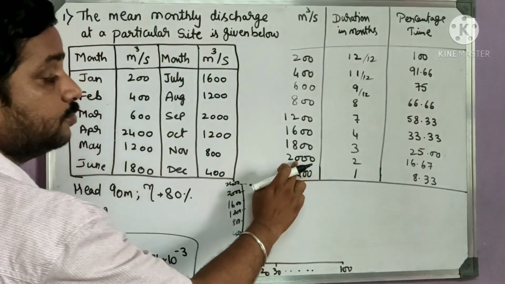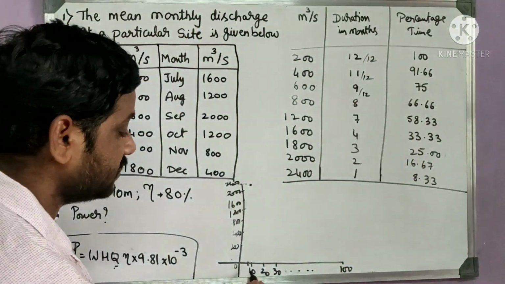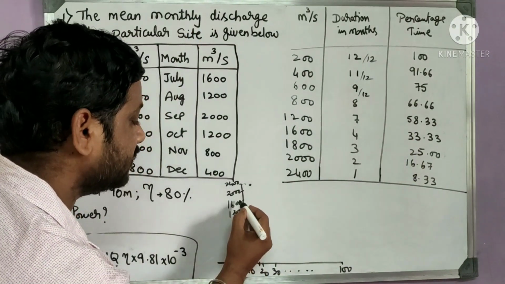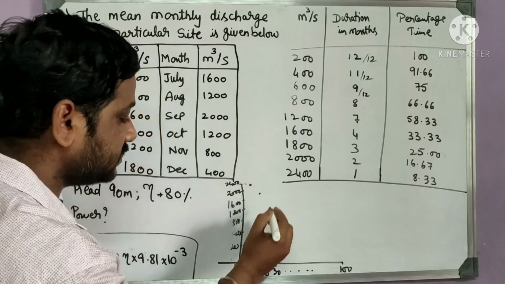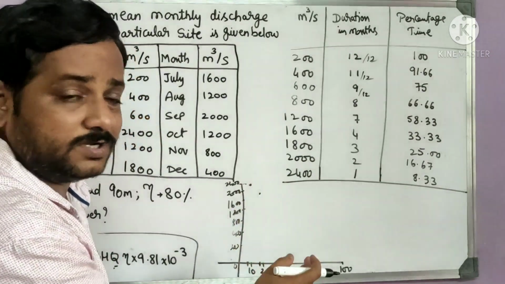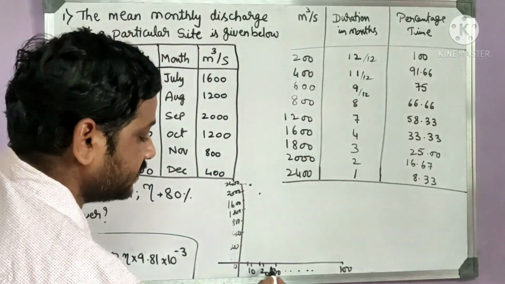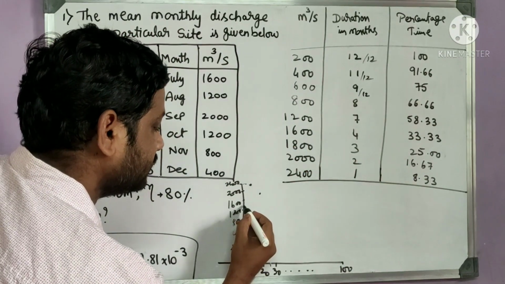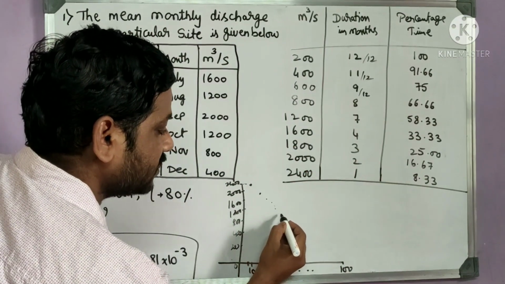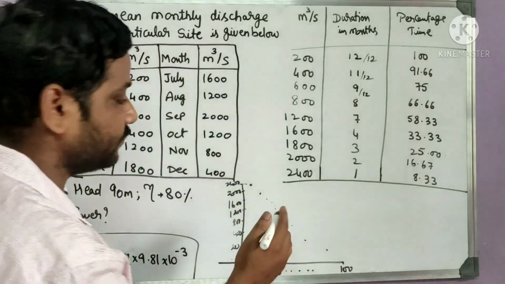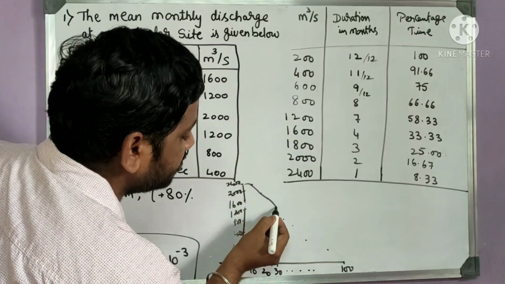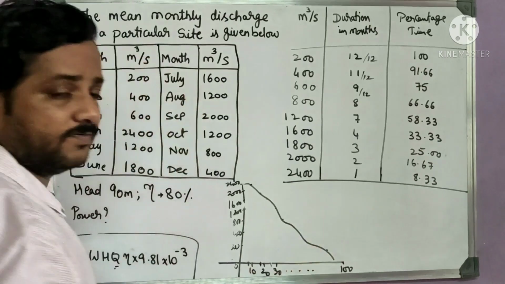Then 16.67. 2000 is there for 16.67%. So find 16.67 somewhere here and this is 2000. So just point out these points over there. So 25% is of 1800. So 25, 1800 will be somewhere here. So you will get the points like this. You just go on adding the points, you will get the curve. So this will be the graph.